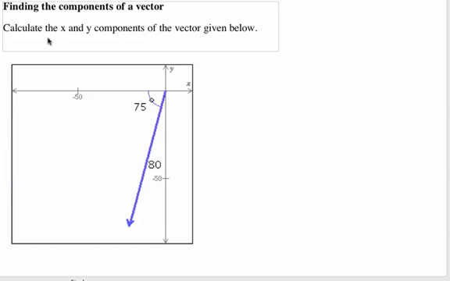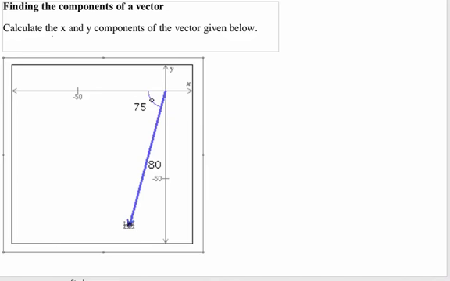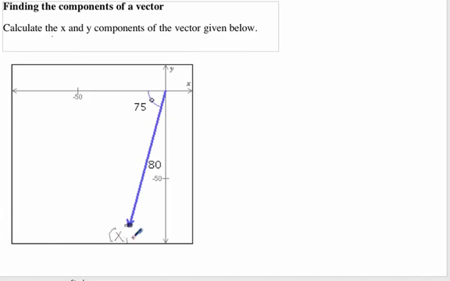Let's take a look at another quick example. So again, finding the components of a vector, calculate the x and y components of this given vector. So basically, we're just looking to find the x and y value of the endpoint. How do we do that? Well, if we were to make this a nice right triangle, right? Then we would know that this distance is the x value and this distance is the y value.